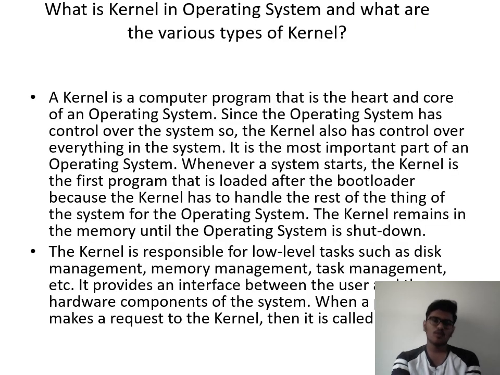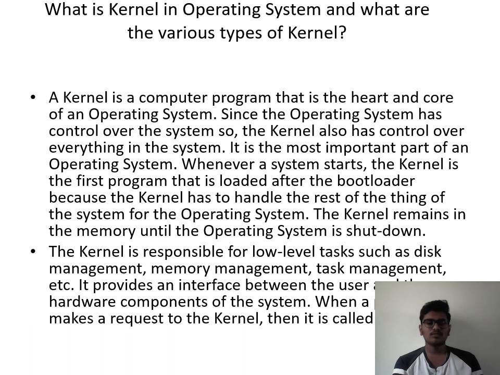What is a kernel in an operating system and what are the various types of kernel? A kernel is a computer program that is the heart and the core of an operating system. Since the operating system has control over the system, the kernel also has control over everything in the system. It is the most important part of an operating system. Whenever a system starts, the kernel is the first program that is loaded after the bootloader, because the kernel has to handle the rest of the things of the system.